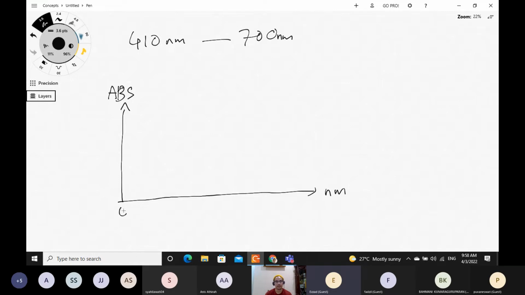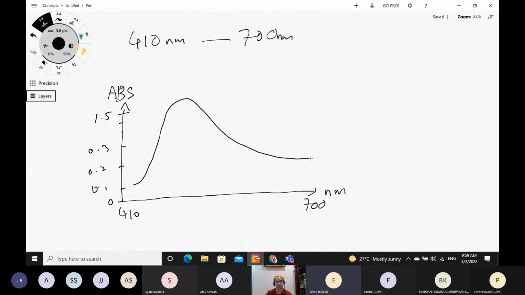So we start from 410 here, here 700. Here for absorbance we start from 0, we go up to here 1.5. So it's very little, 0.1, 0.2, 0.3 up to 1.5. So the general plot of the graph will be looking like this. It will go up and then it will go down.